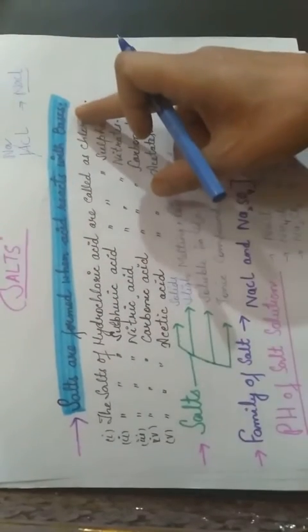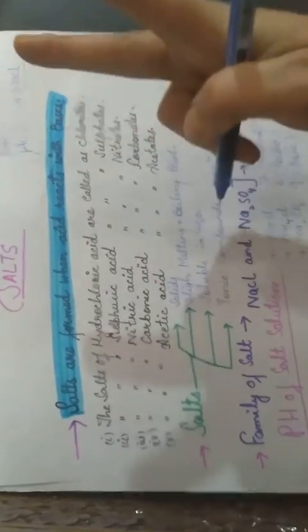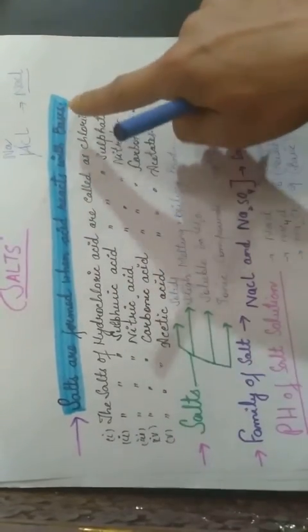Now the question is, how are these salts formed? ये salts बनते कैसे हैं? Salts are formed when an acid reacts with a base. That means हम कह सकते हैं कि salts के दो parents होते हैं. One is acid and the other one is base.